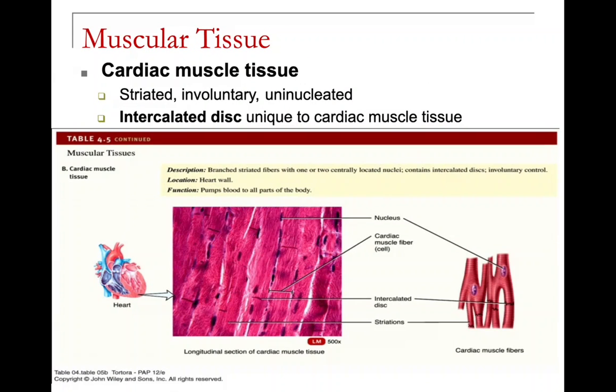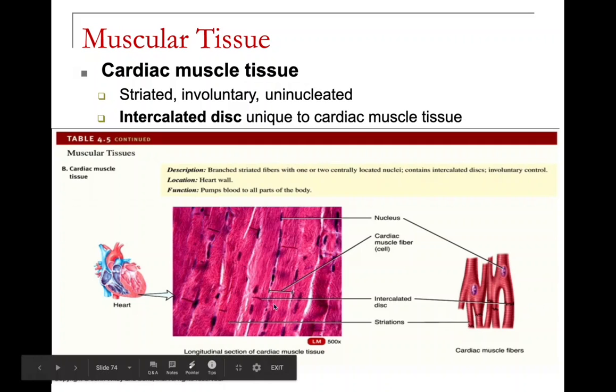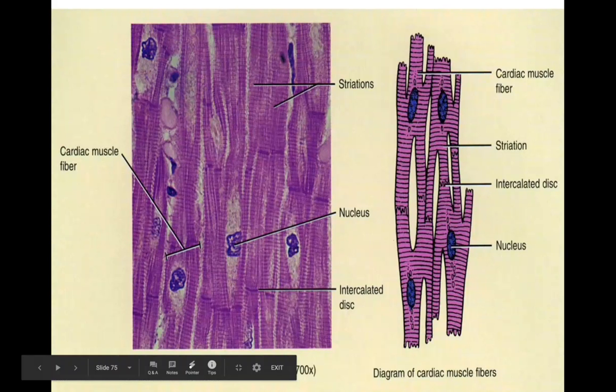Cardiac muscle is also striated in appearance, but it's involuntary and it's uninucleated. So involuntary, it's going to contract whether you remember to have that happen or not. That's a good thing, since you're not going to live very long without your heart contracting. What's unique to this tissue is the intercalated discs. And here you can see some examples of them. And a little bit larger, seeing the intercalated discs.